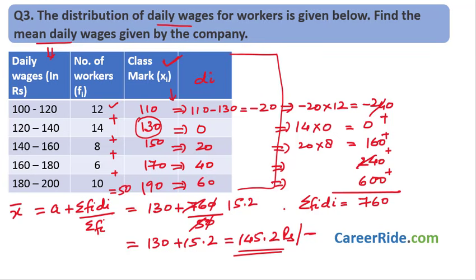Pretty simple, pretty easy. I tried to show you the whole thing, that is why I took so much time. Otherwise, this question can be solved very easily and you will start solving directly from here. You can easily solve this kind of question in 45 to 50 seconds, not more than that. Even if the data is longer, you will not take more than this much time. Let's move on to the next question.